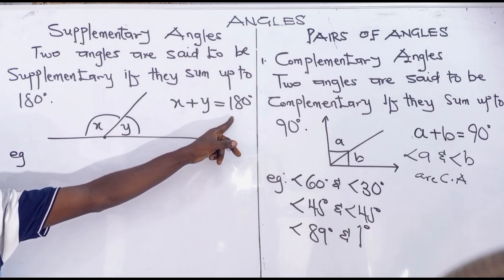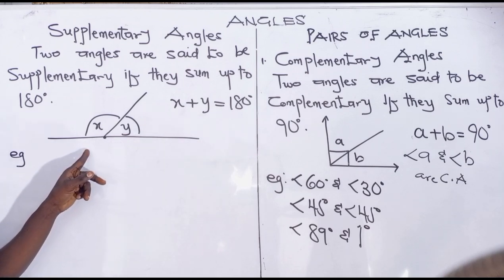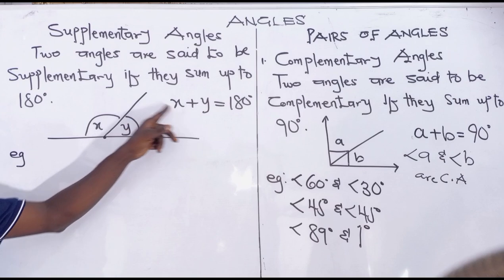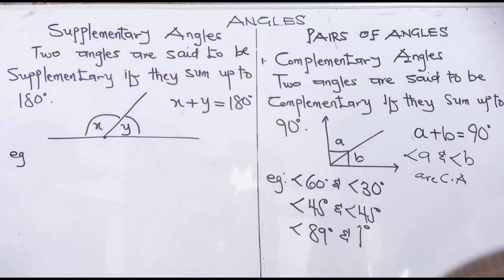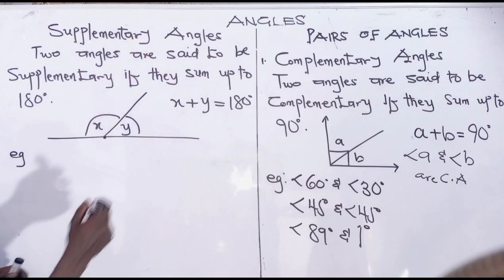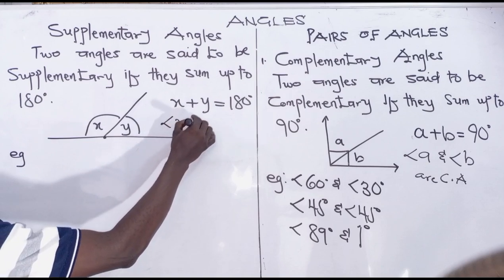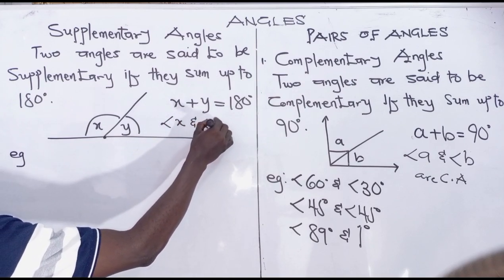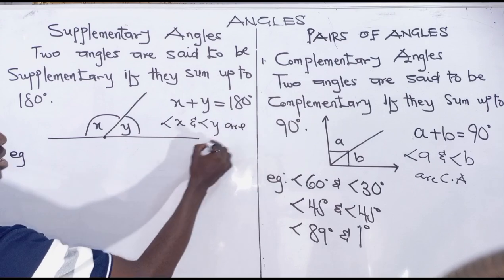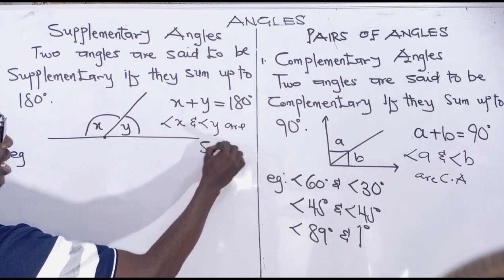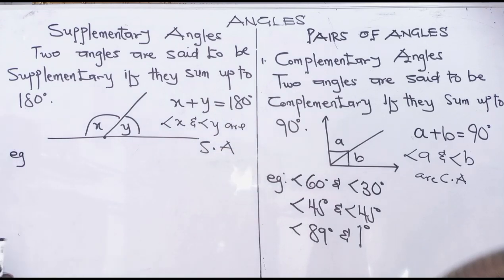So when you have two angles formed on this straight line, then we can say that these two angles are what? Supplementary angles. Therefore, angle X and angle Y are supplementary angles. Now let's look at examples of supplementary angles. Meaning you want to look for two angles that when we sum them, we should get 180 degrees.